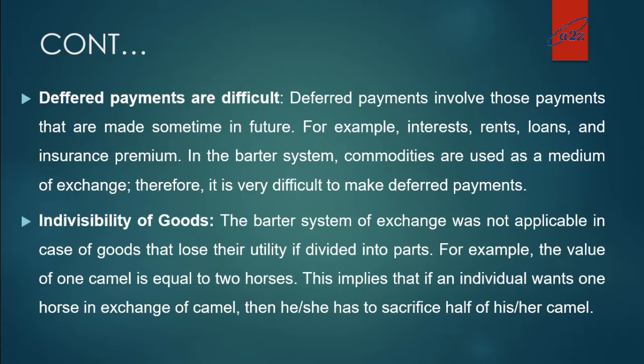Fourth, indivisibility of goods. The barter system of exchange was not applicable in case of goods that lose their utility if divided into parts. For example, the value of one camel is equal to two horses. This implies that if an individual wants one horse in exchange of a camel, then he or she has to sacrifice half of his or her camel. So that is one major limitation of barter system.